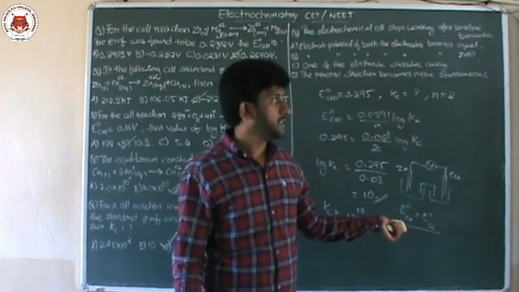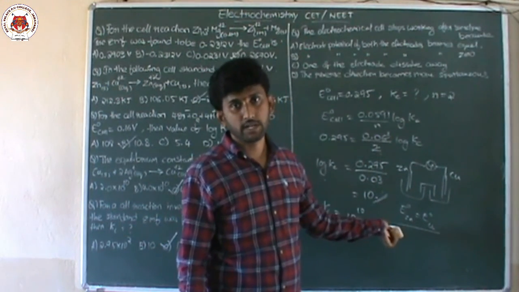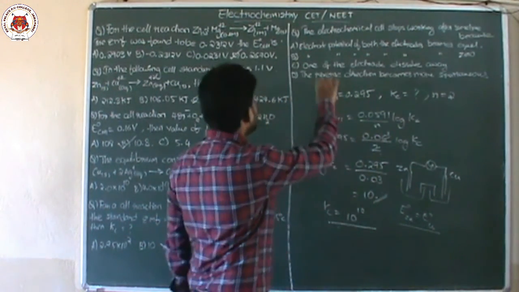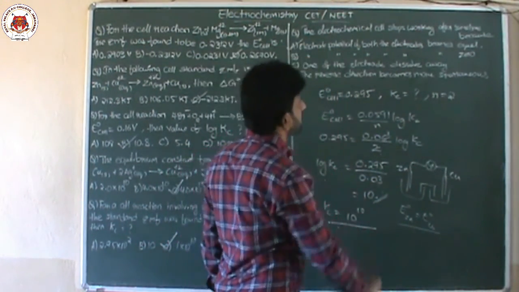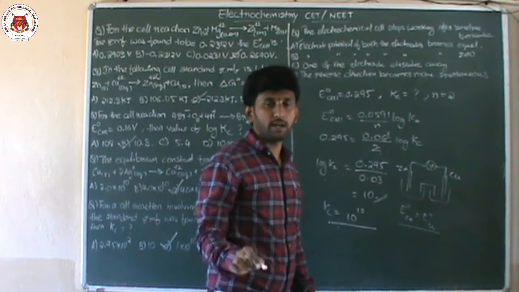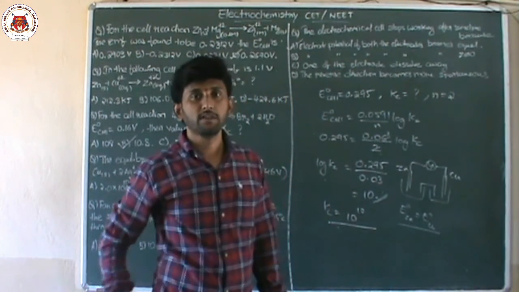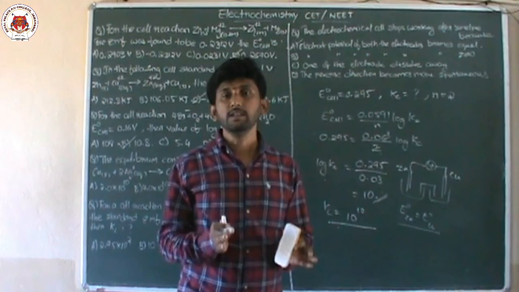So the cell reaches 0 potential. The answer is that the electrode potentials of both electrodes become equal. That's why the cell potential will be 0 and the cell stops working.